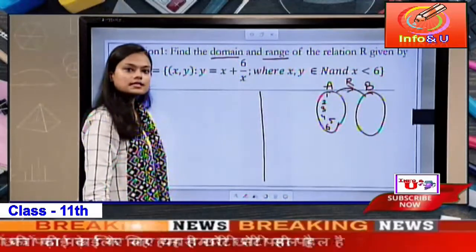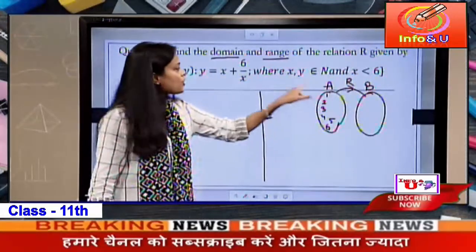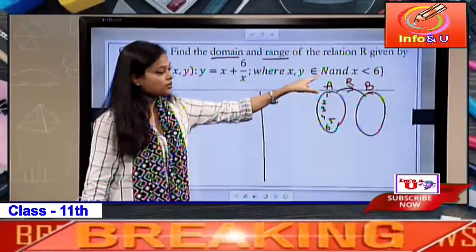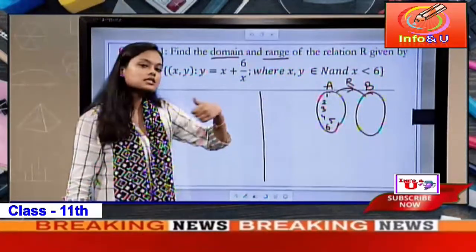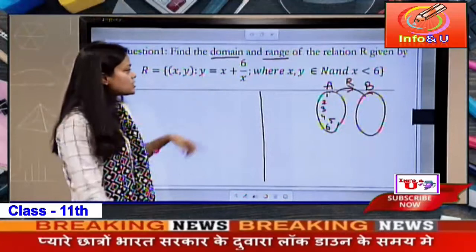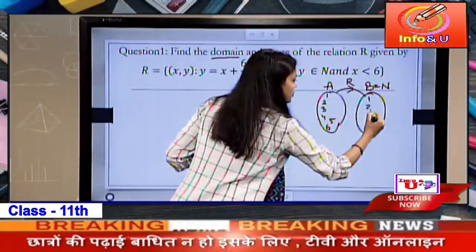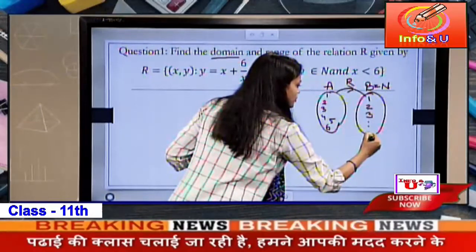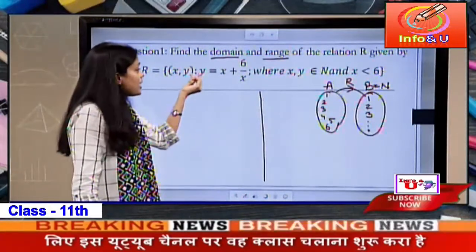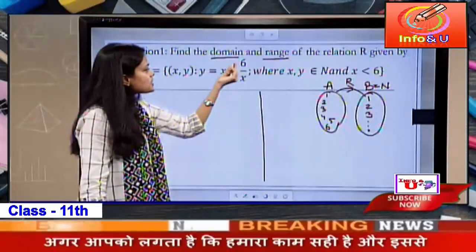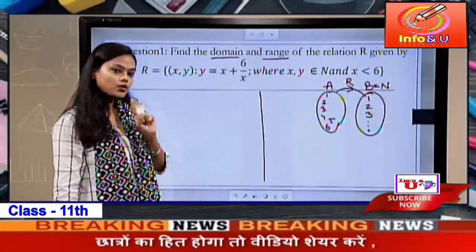These are the elements in set A, and in set B are all natural numbers, but no condition is there for y. That means it can be any natural number. So B is nothing but the set of natural numbers 1, 2, 3 and so on. Fine. Now the relation is y equals x plus 6 by x. Let us take the first element 1.